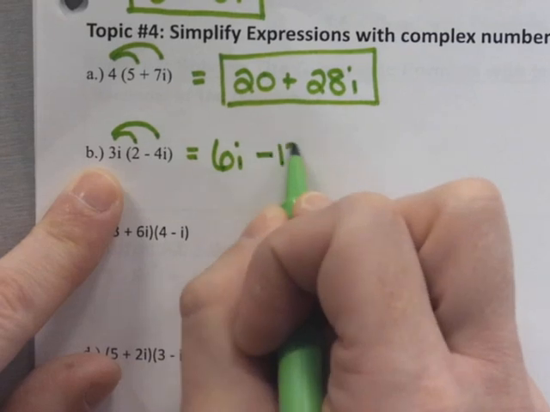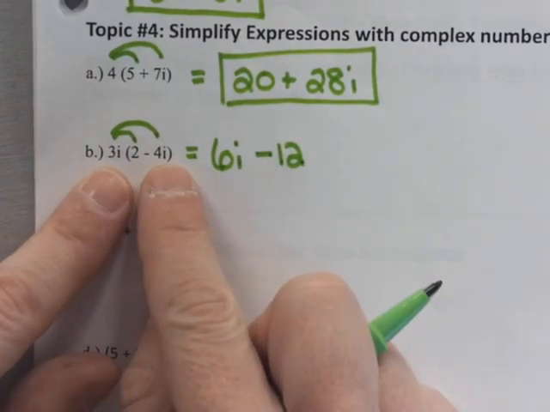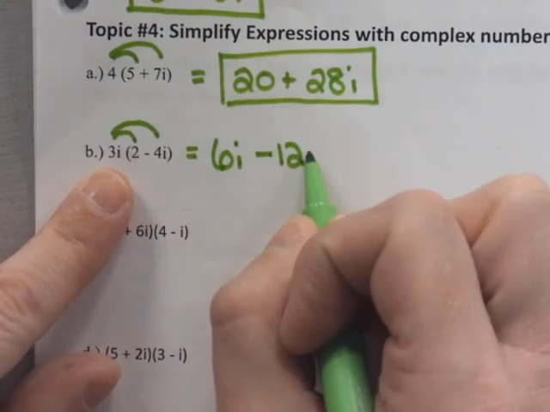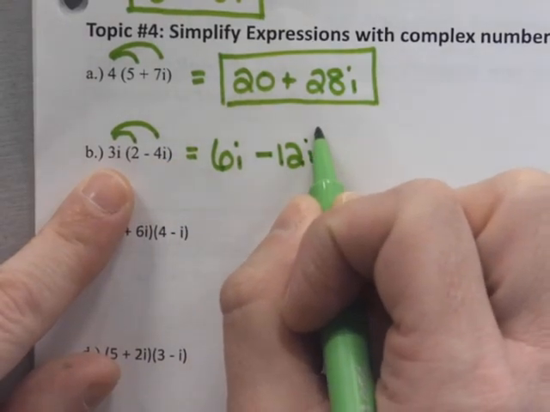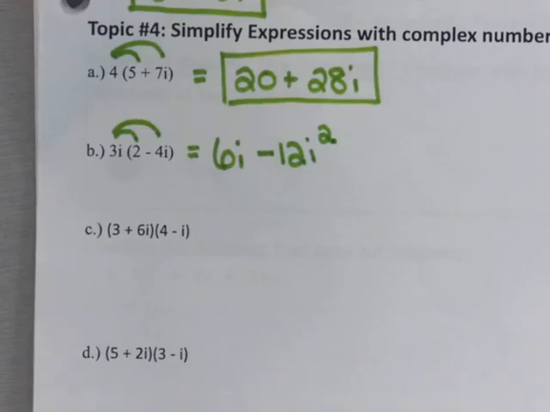Negative 12. Now, i times i is going to give you i squared. Am I allowed to leave an i squared? No. I'm going to tell you two different ways you can think about this, and you pick which way resonates better in your brain.